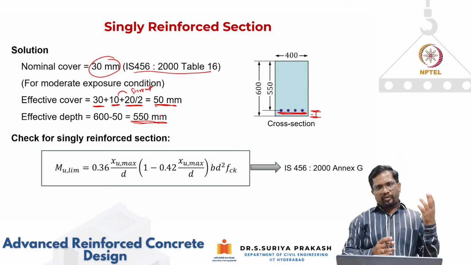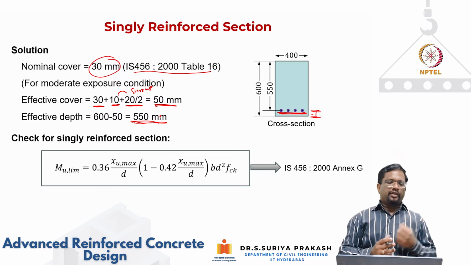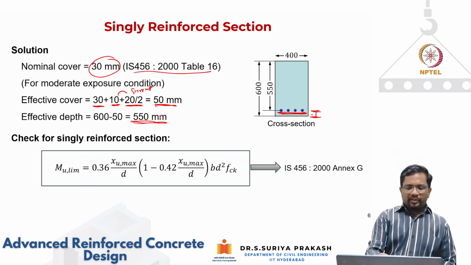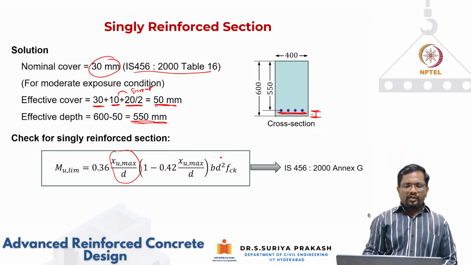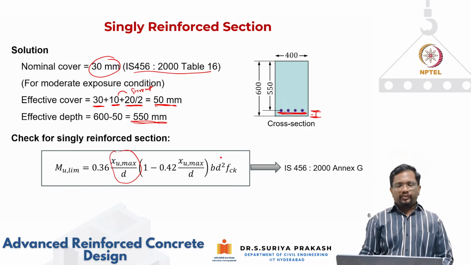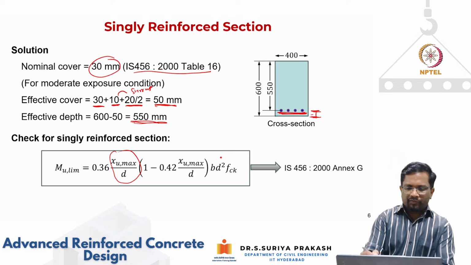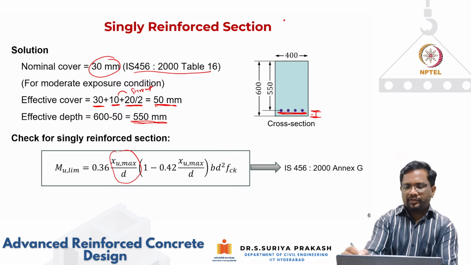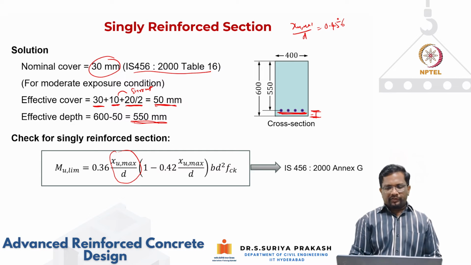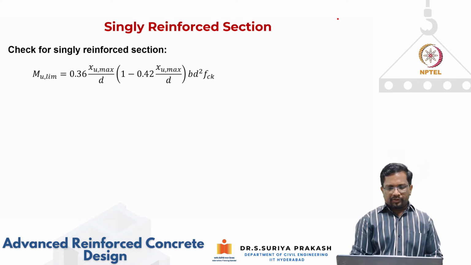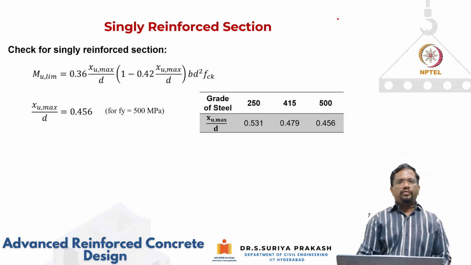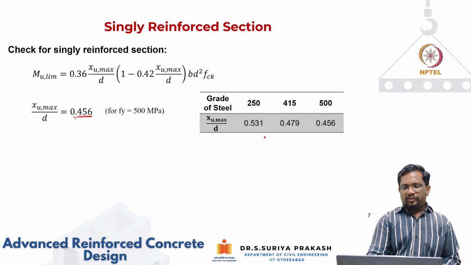Now we know that once the grade of steel is fixed, we can calculate the limiting moment of resistance. That is purely a function of Xu max by D and fck. We have derived this equation. So if you plug in Xu max by D, for example, for Fe 500, you know that value, Xu max by D is 0.456. That is what we have calculated. fck is given to you as 40 megapascal, so you can substitute, and then you substitute 0.456.